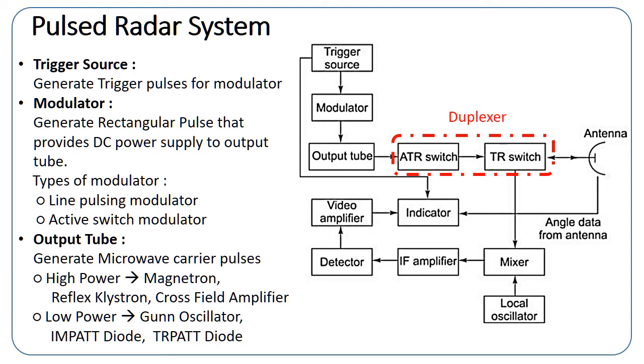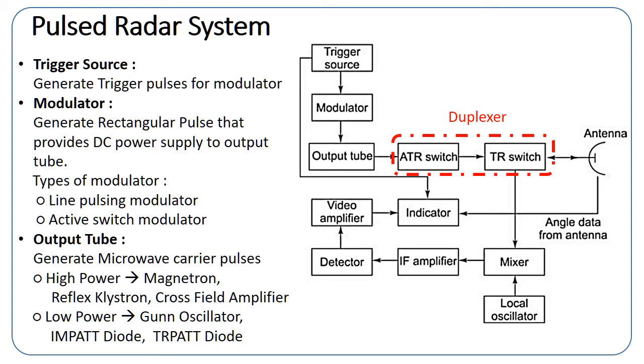So what are the different components? As you can see in the block diagram, firstly we are going to discuss the transmitter section. In the transmitter section, the first component is the trigger source. Trigger source will generate trigger pulses for the modulator. Modulator will then generate rectangular pulses that will provide DC power supply to the output tube.